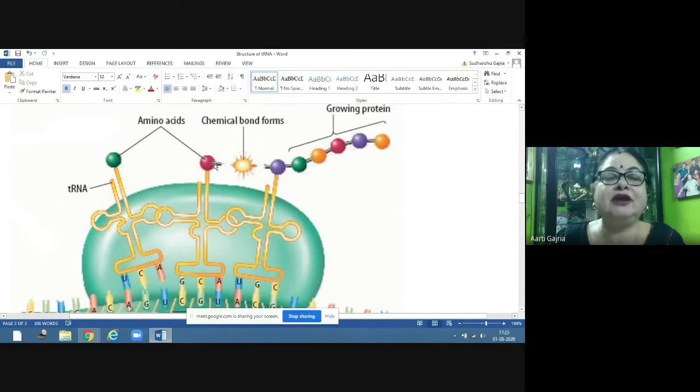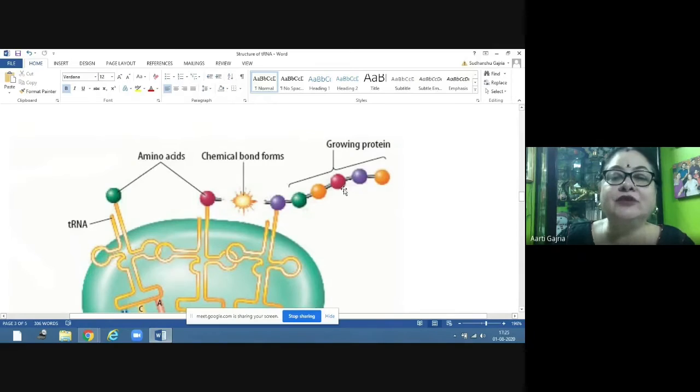So this chemical bond is formed between this and this. Then the chemical bond will be formed between this and this. And these amino acids will keep on joining with each other by peptide bonds. So here, this is the growing protein. They will come and move, come and move, and they will keep on adding the amino acids. So these are the amino acids which are being joined by these peptide bonds. And this is how the protein molecule is growing.